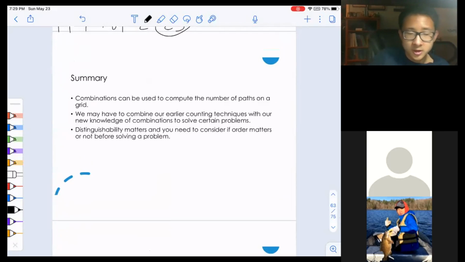So summary, combinations can be used to compute the number of paths on a grid, like we did last week, where we just chose the number of ups and stuff. We may have to combine our earlier counting techniques with our new knowledge, like when we used casework for the last problem. Distinguishability matters, and it's really important, since if you don't consider if something's distinguishable or not, you're probably going to get the problem wrong.